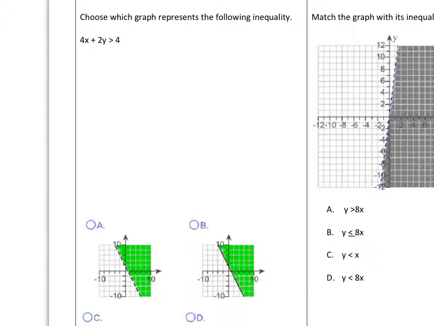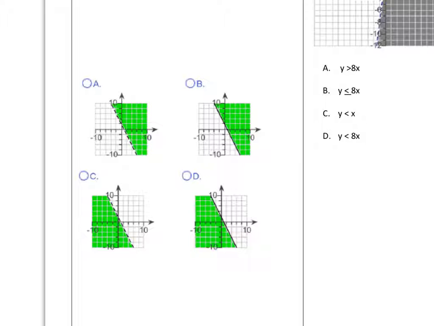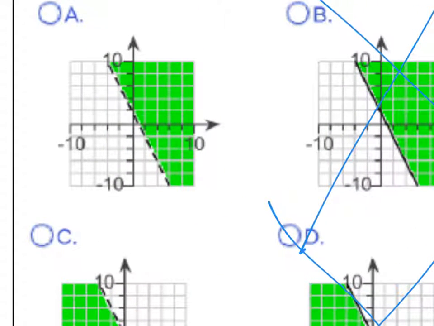So the first thing that I notice here is that it's just a greater than. It doesn't have an equal under it. So that means that my line should be a dotted line. So I'm going to look at my choices first and eliminate the ones that are not dotted lines. So I'm going to eliminate B and I'm going to eliminate D. Then the only difference between A and C is where the shading is. On A, 0, 0 is not shaded. If I zoom in on that, 0, 0 is not shaded. So that means if we test 0, 0, it would be false if A is correct.